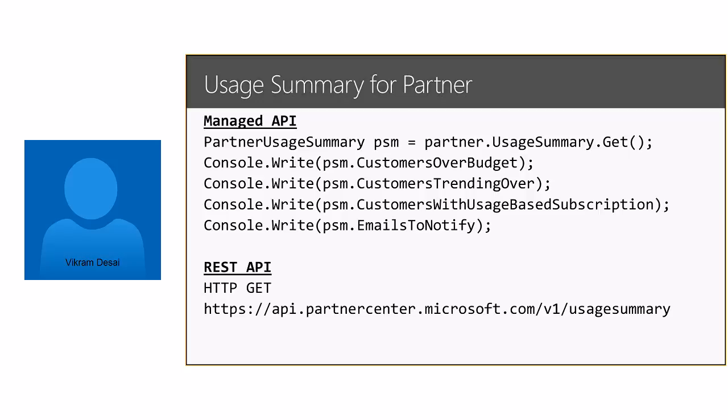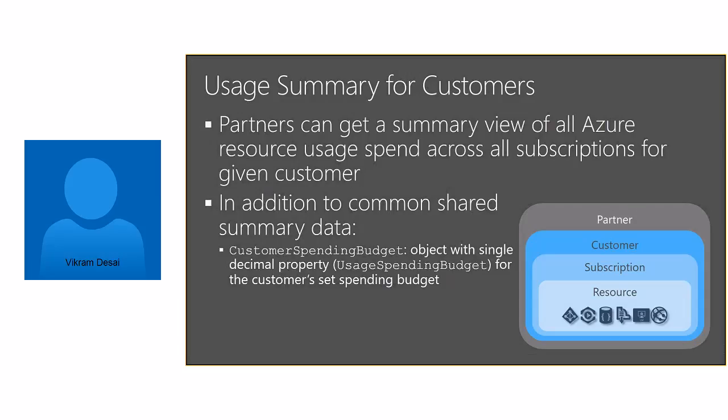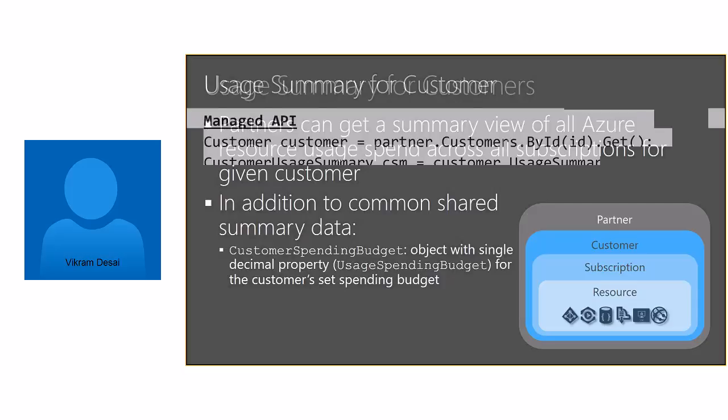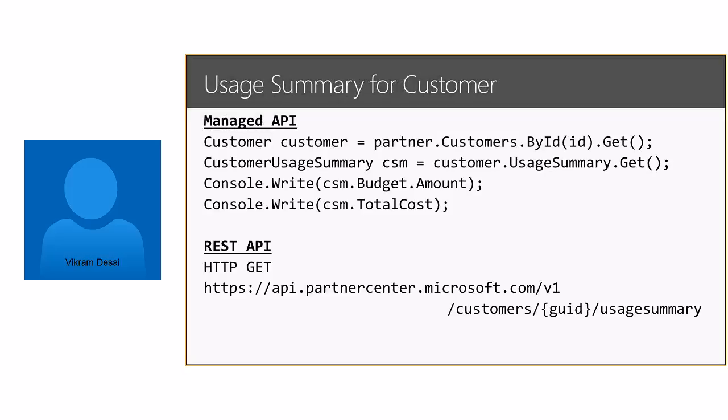Next level of that is if I want a usage summary for a specific customer. This gets a little deeper, now for a customer. If I want details of all their subscriptions, then you can use this API to get all the details of all subscriptions for a given customer rather than all customers. You can see their total cost, you can see their budget, and the percentage they have actually consumed.